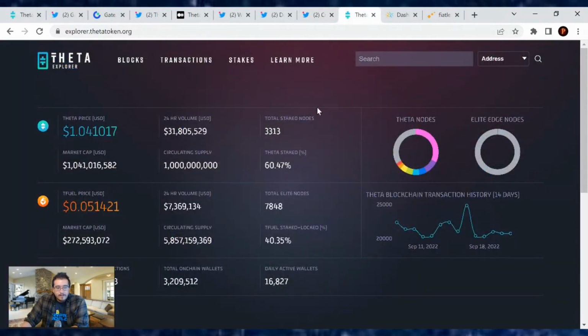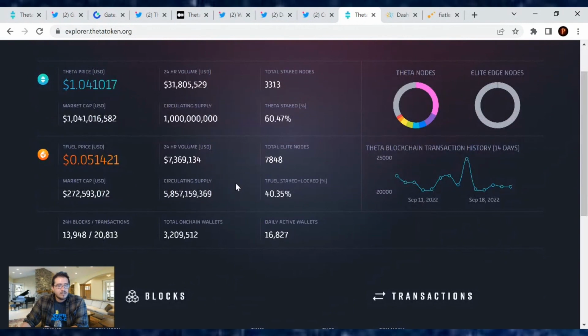That's about it for this Theta Network update. Price of Theta is at $1.04 with a market cap of $1.04 billion. Trading volume is at 31.8 million and total staked nodes out there is 3,313. The Theta being staked to these nodes is at 60.47%. Now TFuel's price is at 0.051 cents with a market cap of $272.5 million. Trading volume is at 7.3 million, and total elite edge nodes out there is 7,848. The TFuel being staked or locked away in these nodes is at 40.35%.